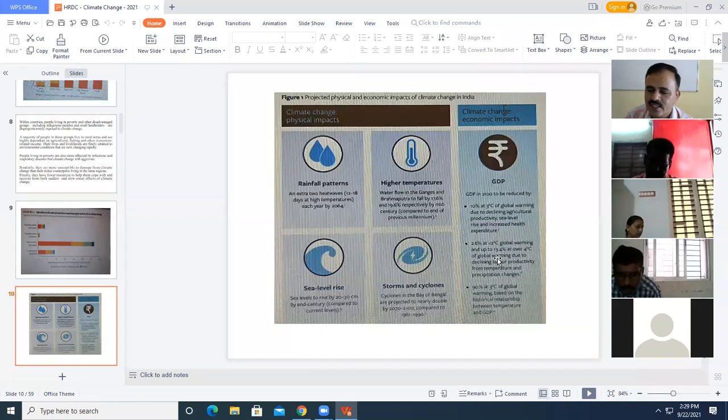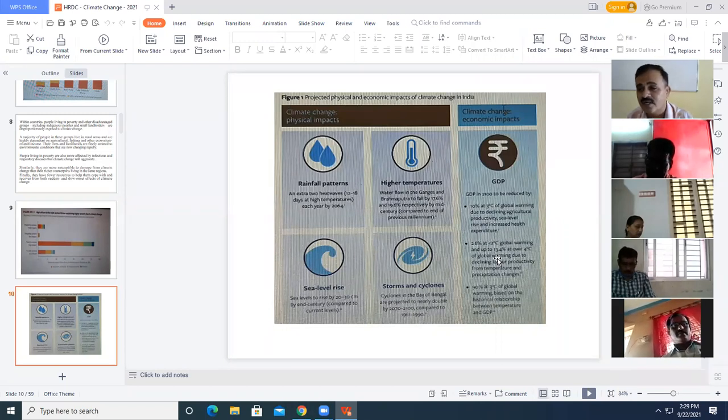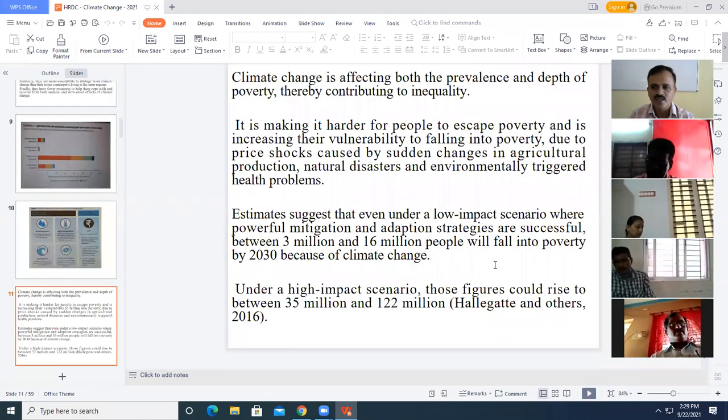If the temperature increases in 2100, the GDP falls by 10% and 13% respectively. So these estimates, or the study, show us that climate change is affecting both the prevalence and the depth of poverty, thereby contributing to inequality. It is making it harder for people to escape poverty and is increasing their vulnerability to falling into poverty, due to price shocks caused by sudden changes in agriculture production, natural disasters, and environmentally triggered health problems.